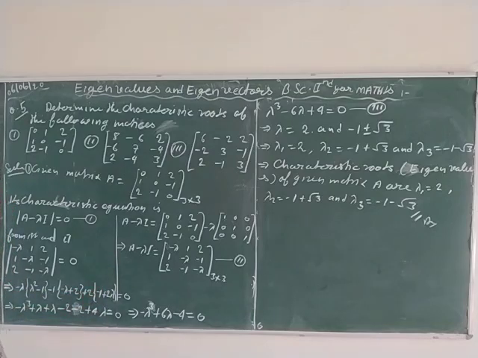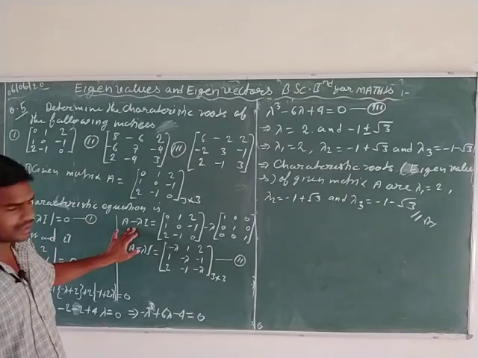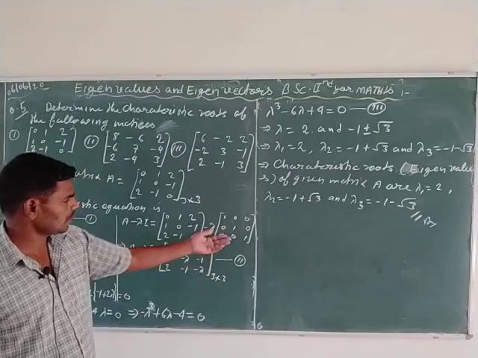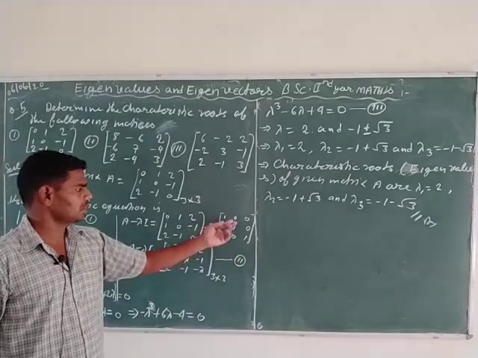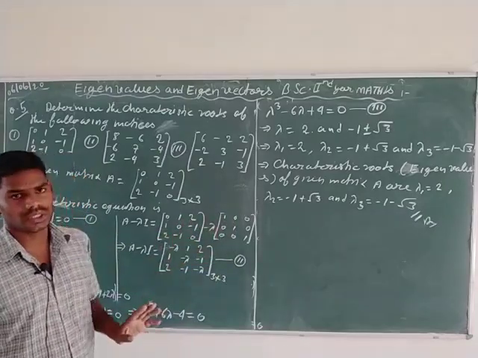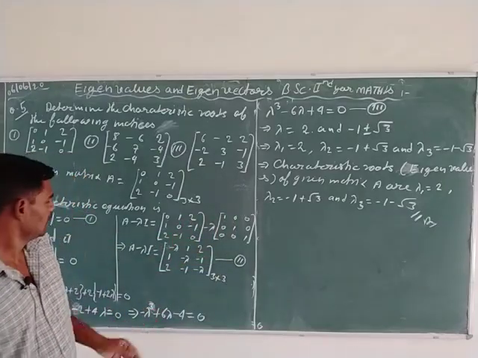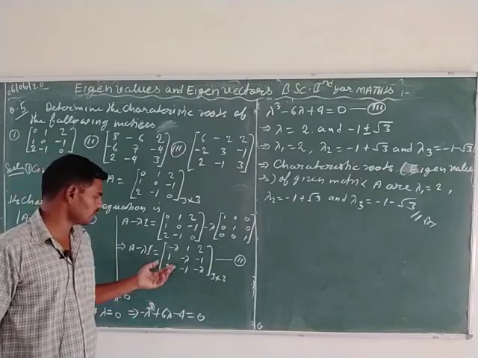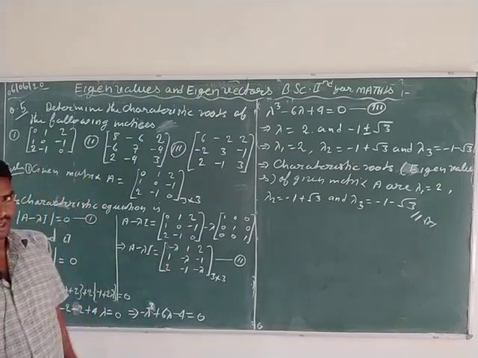To calculate the characteristic roots, the eigenvalues, write the given matrix which is of 3 by 3 order. First calculate the matrix A minus lambda I, where I is the identity matrix, putting the value of I of 3 by 3 order: 1 0 0, 0 1 0, 0 0 1. After simplifying this subtraction of the matrices, the matrix A minus lambda I is equal to this, which is represented by equation second.